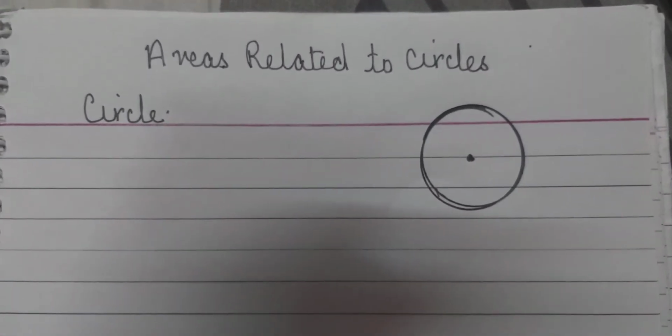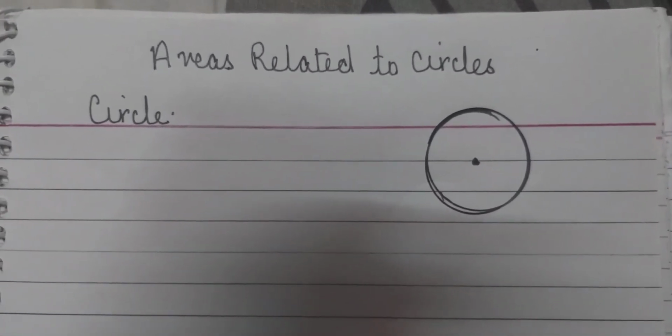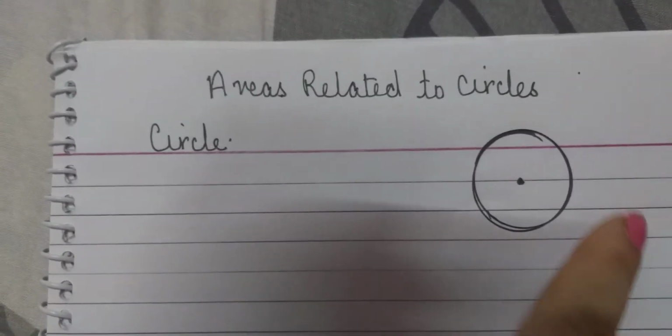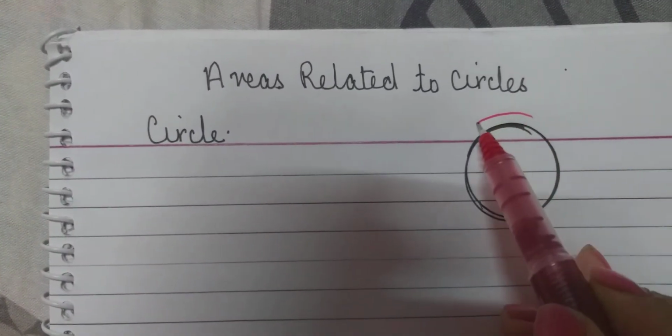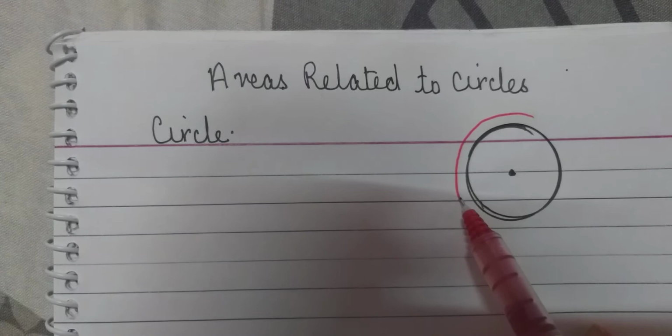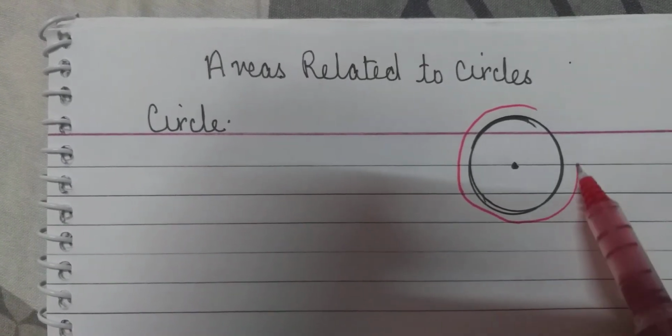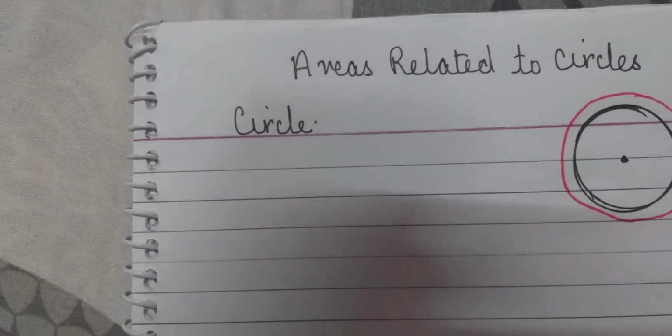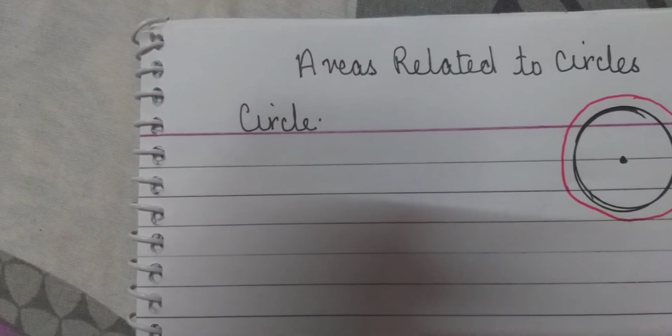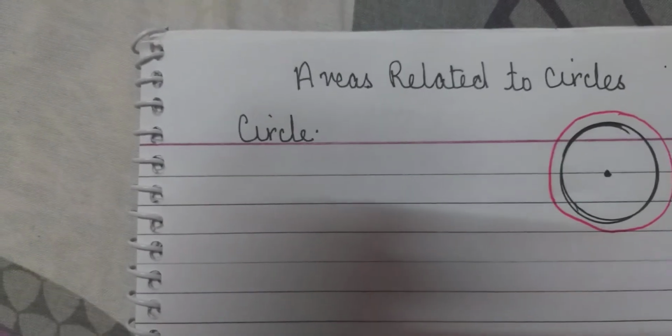Shanti class. Today we are going to do areas related to circle. Now, what is the circumference of the circle? You know, the boundary of a circle. This is called the boundary of a circle, or taking one round of a circle. That is called the boundary or perimeter of a circle. That is what it is called, circumference.